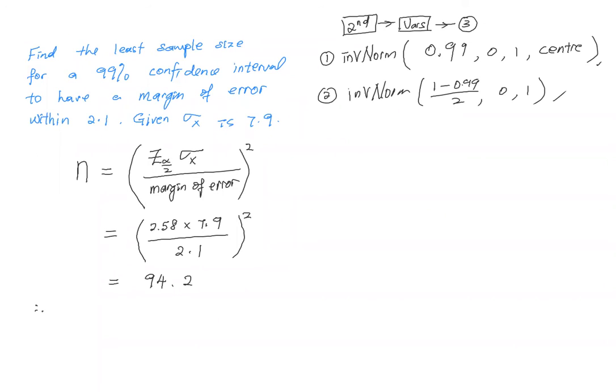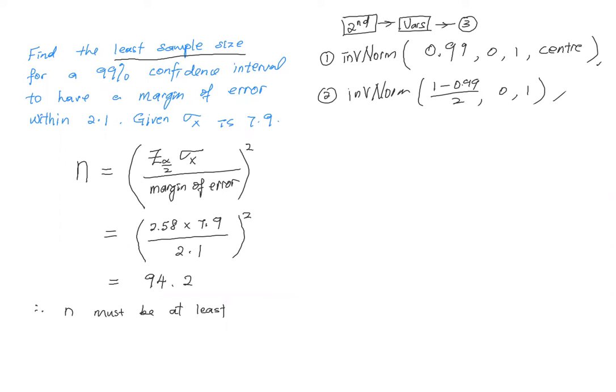Find the least sample size. All right, so n must be at least what number? 94.2. Yeah, n can be a decimal point. Sample size can have decimal. 95? Kelvin? Yes, n must be at least.